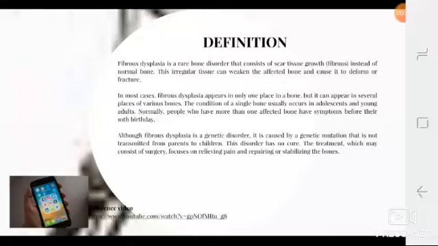Although fibrous dysplasia is a genetic disorder, it is caused by a genetic mutation that is not transmitted from parents to children. This disorder has no cure. The treatment, which may consist of surgery, focuses on relieving pain and repairing or stabilizing the bones.